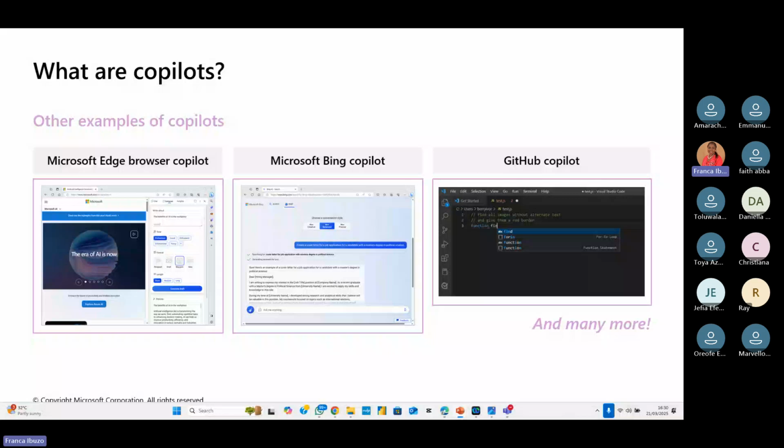Okay, so you also have Microsoft Bing Copilot. In Bing, you also have a Copilot there. And you have GitHub Copilot and many more. Like I mentioned, in Word, Excel, PowerPoint, you have Copilots.